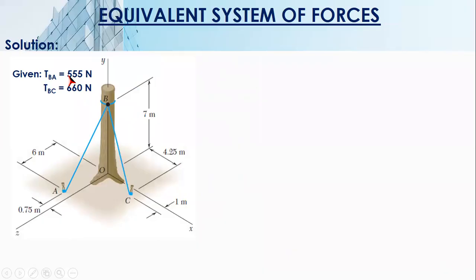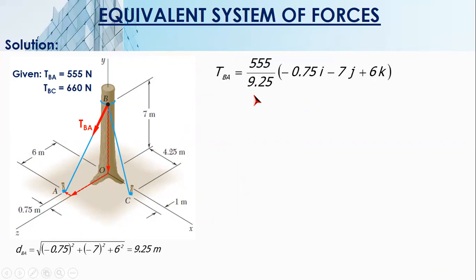First, the given: tension BA is 555, tension BC is 660. For delta BA, the movement is down, and then this way. The distance components are: x is negative 0.75i, y is negative 7, and k is positive 6. That gives the distance. Then substitute 555 to get the components.